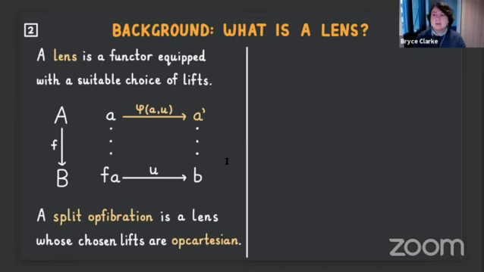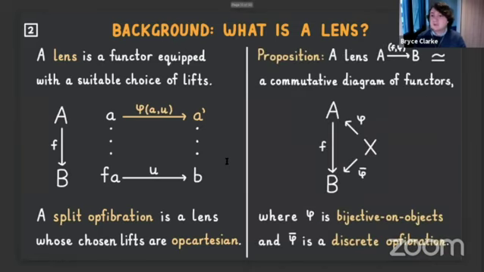And so luckily, what we have is this other characterization of lenses, which says that a lens from A to B with a functor part F and a choice of lifts phi is actually equivalent to some commutative diagram of functors, like so. And so here F is the functor part of our lens, and here we have a span of functors where phi is a bijective on objects functor and phi bar is a discrete opfibration. And so this is actually an equivalent formulation of what a lens is.